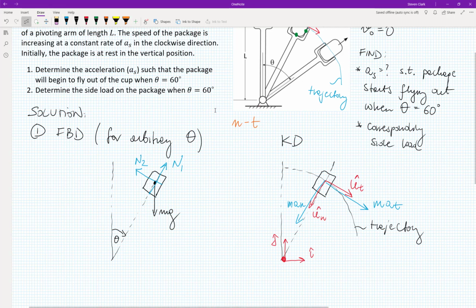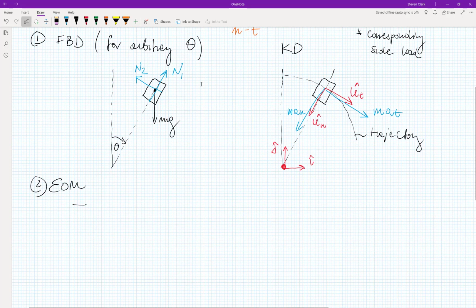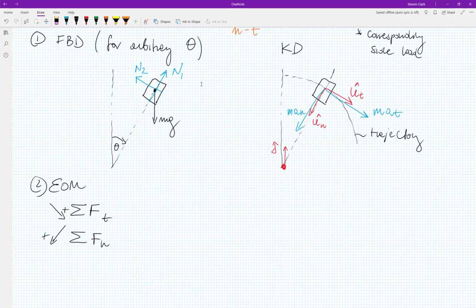Okay, guys, any other questions? Let's move forward. Equations of motion. So I'm going to write the sum of forces in the t direction and n direction. What are the positive directions? This one and this one, yes? And I'm going to get rid of that i and j. We don't need them here today.